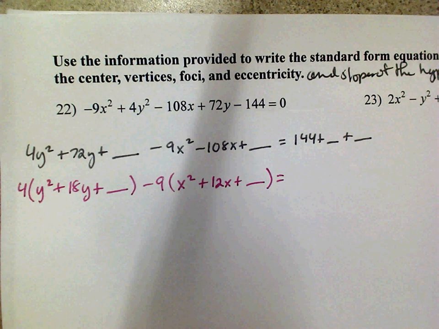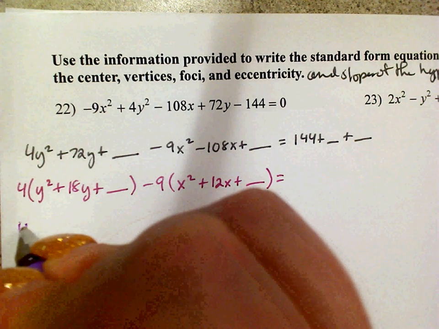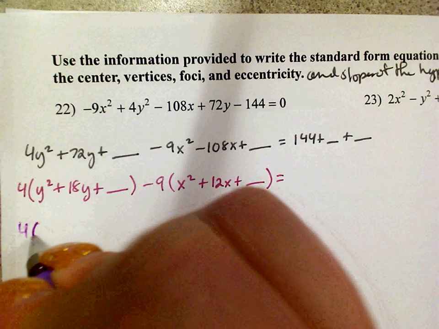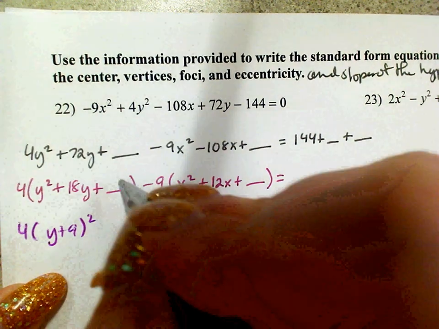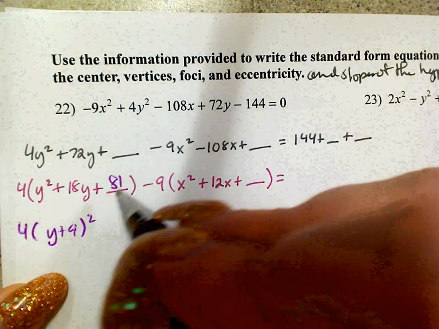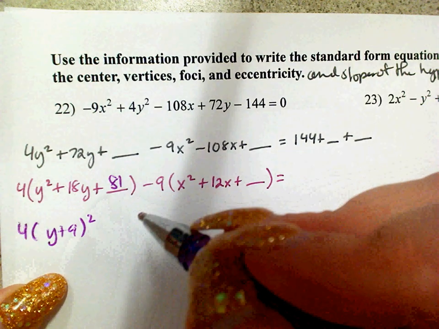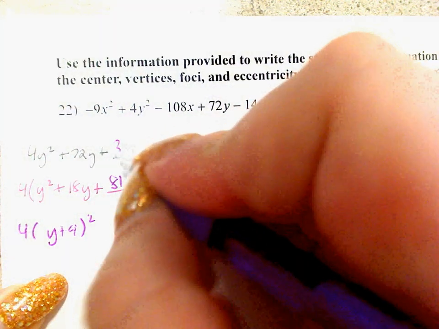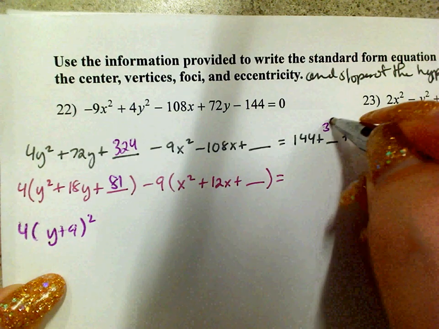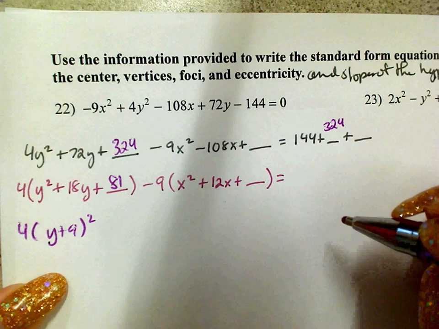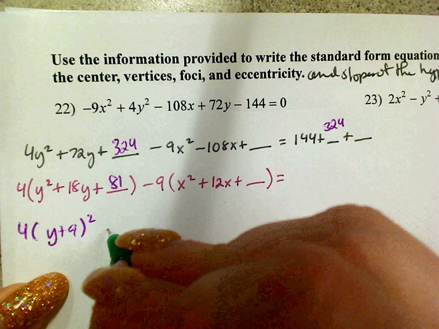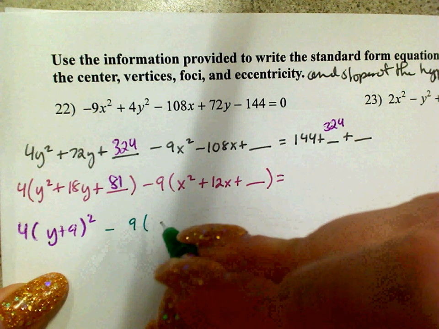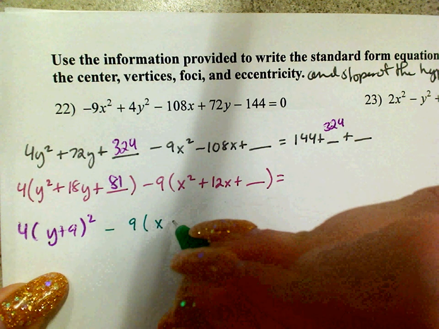So I've got 4 times y plus 9 quantity squared. We're going to add 81, but if I'm adding 81 inside the set of parentheses, then technically I'm adding 4 times 81, which is 324. So we're going to add 324. And then on the other perfect square, we're going to cut 12 in half. That's plus 6 quantity squared. That means we're going to add 36.